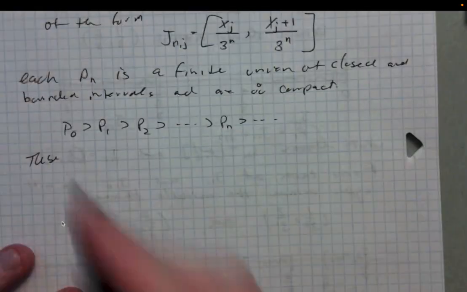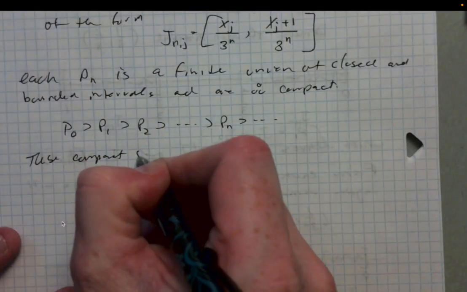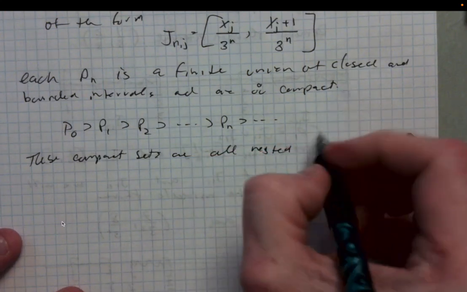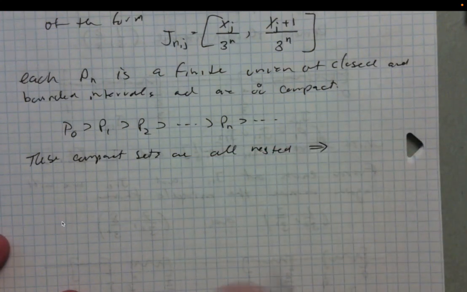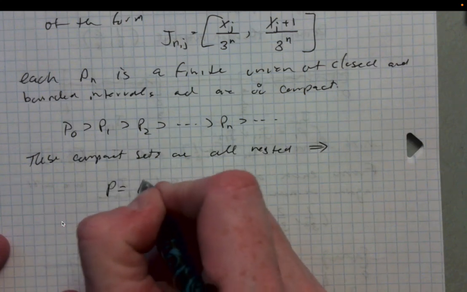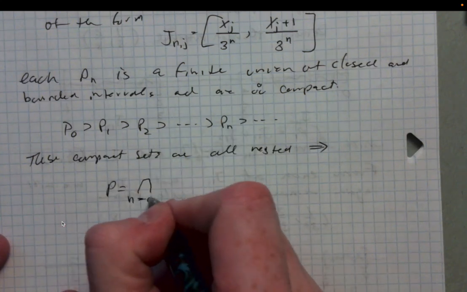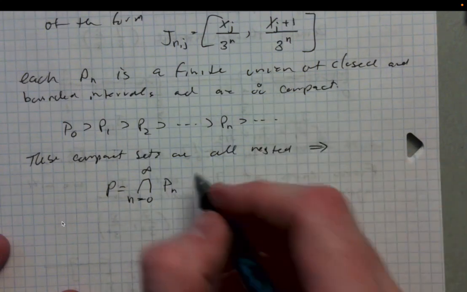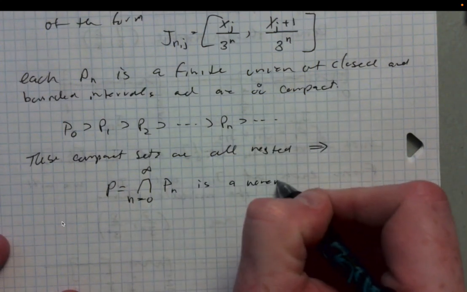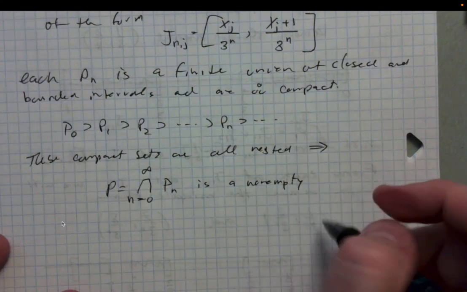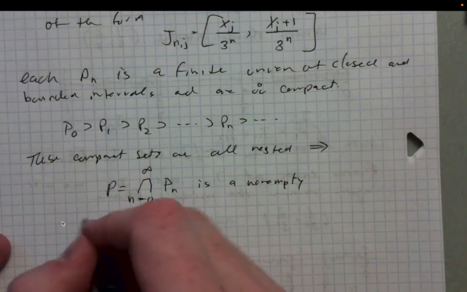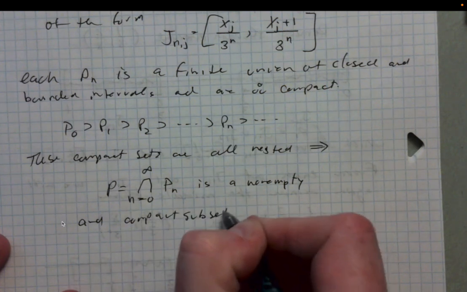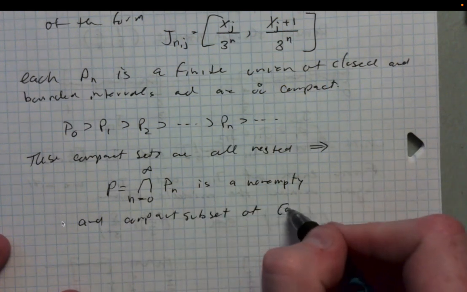So these compact sets are all nested, right? And we know from our previous lecture that means P, equal to the intersection of all these, n equals 0 to infinity of P sub n, is non-empty, right? We know this from the previous theorem, is a non-empty compact subset of 0, 1. Okay.